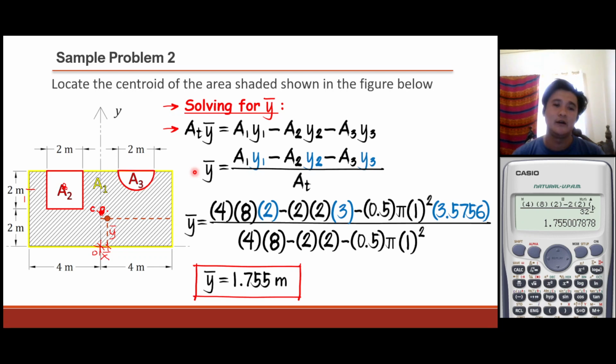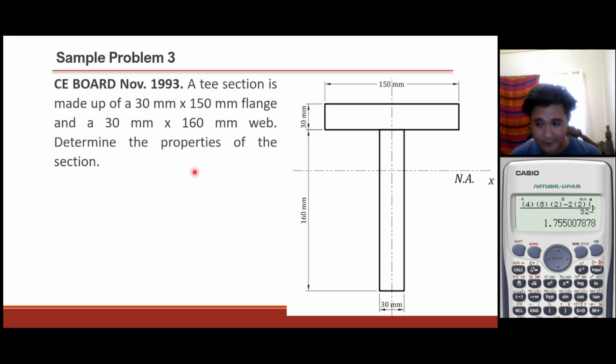Very basic. Let us go to a somewhat more difficult one. In this case, it is a problem given in a past board exam, from November 1993. We have a T-section. The T-section is made up of a 30 millimeter by 100 millimeter flange and a 30 millimeter by 160 millimeter web. When we say web, once we get to beams, the webs are the vertical members. Notice this vertical member is the 30 by 160 millimeters.